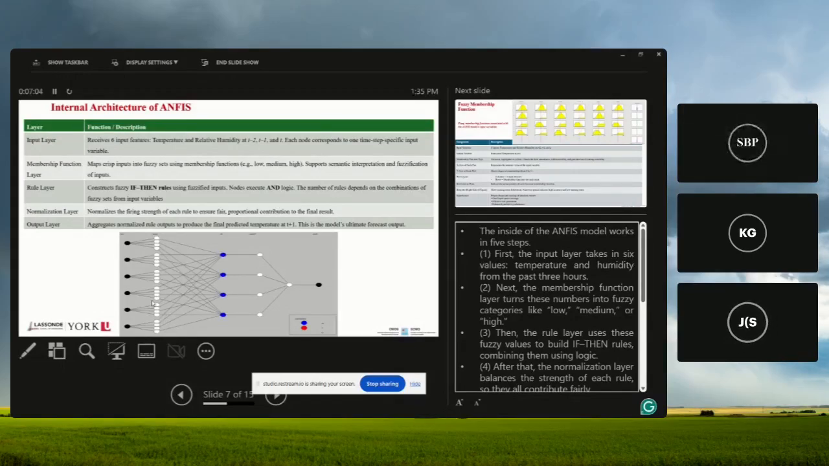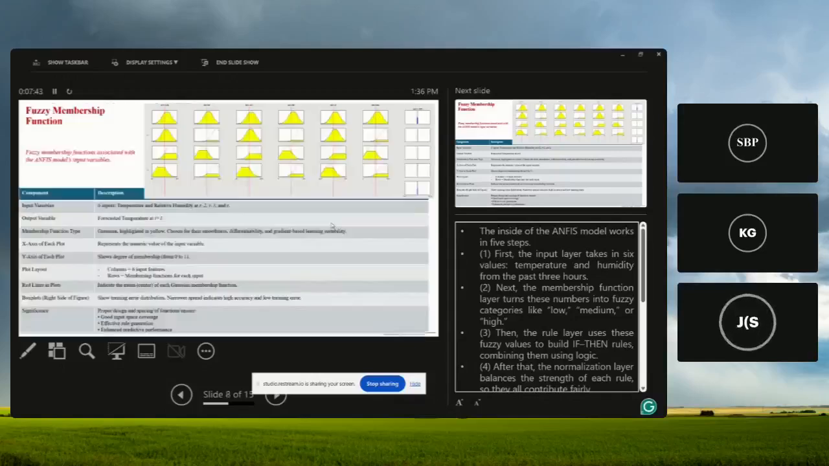Then the rule layer constructs fuzzy if-then rules using fuzzified inputs with AND logic, and the number of rules depends on the combination of fuzzy sets from the input variables. Then the normalization layer normalizes the strength of each rule to ensure fair proportional contribution to the final result. In the output layer, we aggregate the normalized rule outputs to produce the final predicted temperature at T plus 1. This is the model's ultimate forecast output.